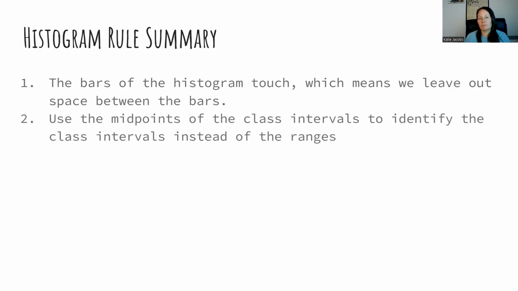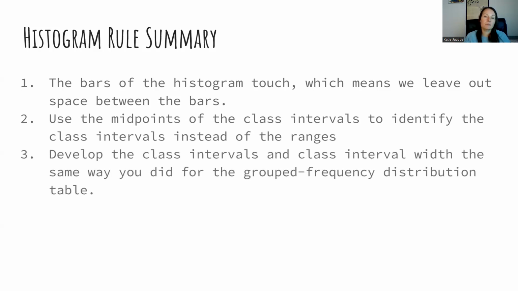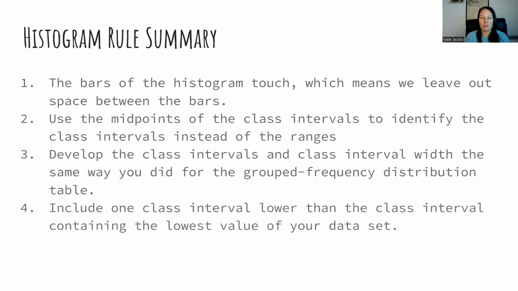Okay, again, we're going to use the midpoints of class intervals to identify the class intervals instead of the ranges. You're going to develop the class intervals and class interval width the same way you did for the group frequency distribution table. You're going to include one class interval lower than the class interval containing the lowest value of your data set. So this is a little bit different formatting rule from when we did our frequency distribution tables.